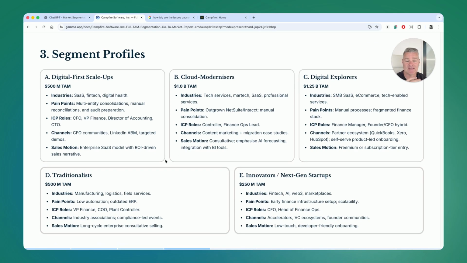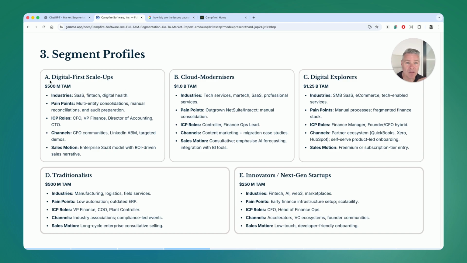So let's see how this actually expands. You'll see here that I'll just focus on digital-first scale-ups. You'll see here what industries. So it says SaaS, fintech, digital health. I like that build. Pain points, multi-entity consolidation. If you think about a general ledger, that is a real pain. Manual reconciliations. Then we're going into which roles, the channels and the sales motion. So this is an ROI-driven sales narrative. You'll notice here, when you go over to the modernizer, it's more about emphasizing forecasting and BI because they come a little bit more from that Microsoft world.